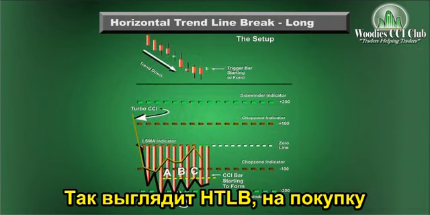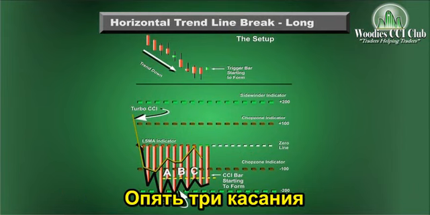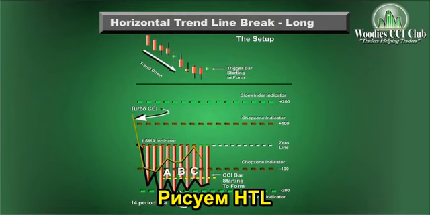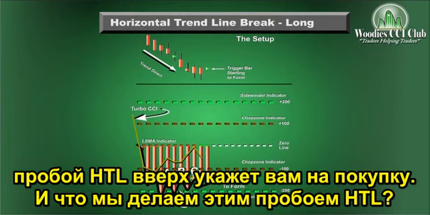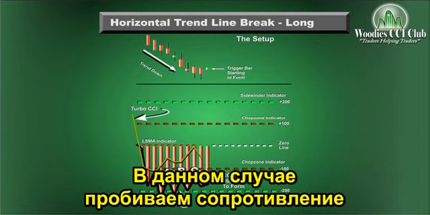This is what it would look like for a long. You had a nice downtrend showing here. You have 3 touches again. You draw a horizontal trend line. Breaking that horizontal trend line to the upside would put you long. And what you're doing again with a horizontal trend line is breaking support or resistance. In this case, you're breaking some resistance.